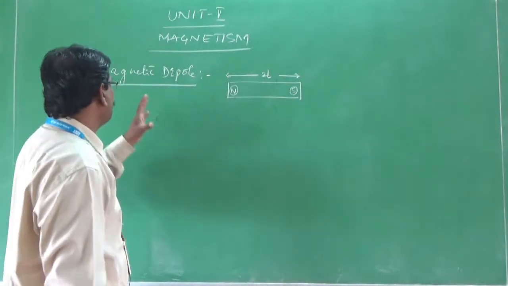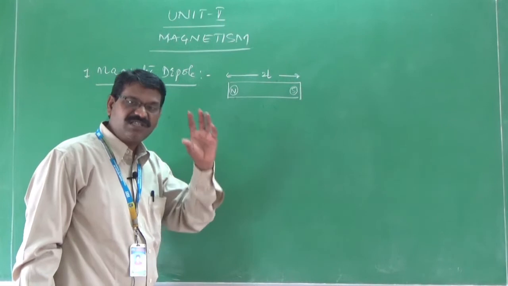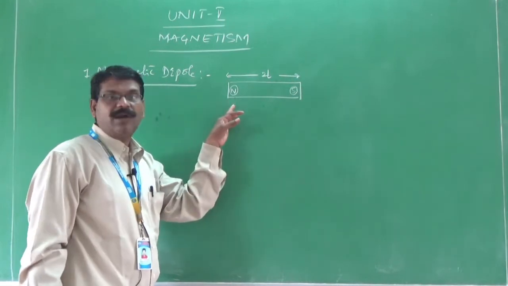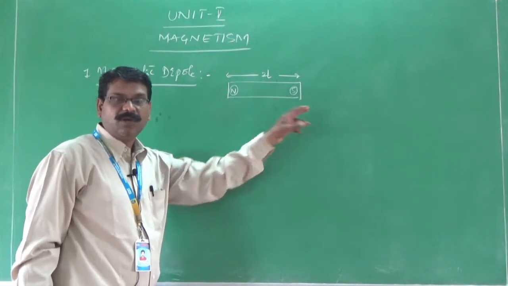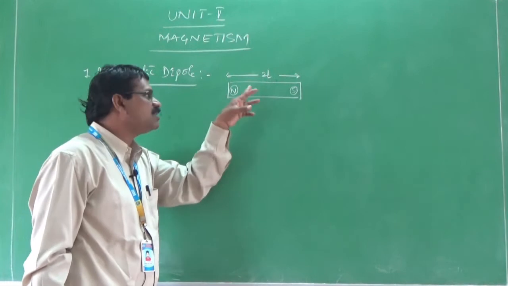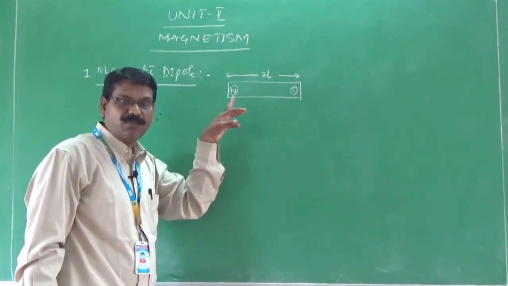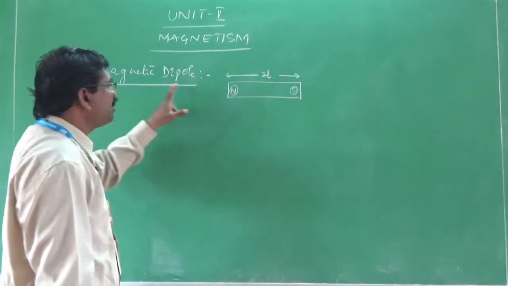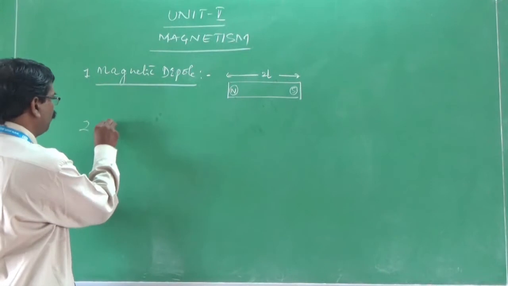Now, how do we define this magnetic dipole? A magnetic dipole is a system consisting of two equal and opposite poles, denoted by north pole and south pole, which are separated by a fixed distance, the length of the bar magnet, 2L. Such a system is said to be a magnetic dipole. The second one is magnetic dipole moment.